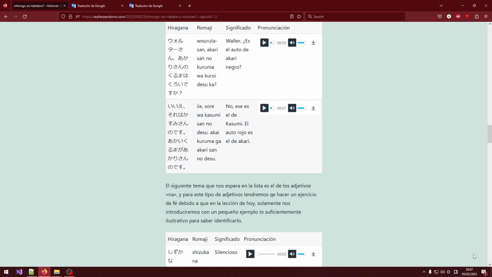So here we have 静かな、静かな. Oh, the volume is too high. My ears are bleeding. 静かな. So yes, in case you haven't noticed, na adjectives are called na adjectives because they use this, let's call it particle. I'm not sure if this is actually a particle, but they use na. Shizuka na. That's why they are called na adjectives.